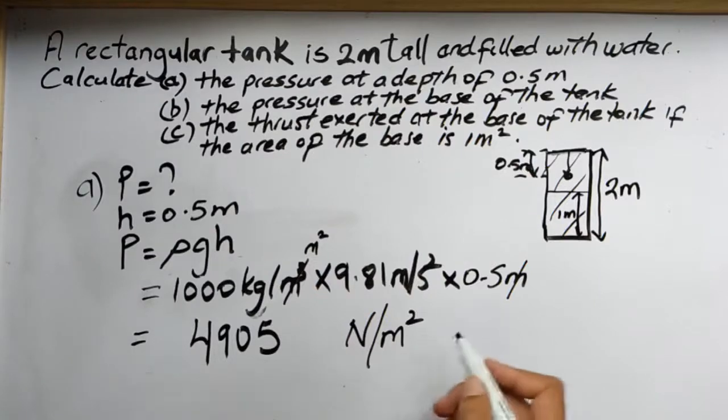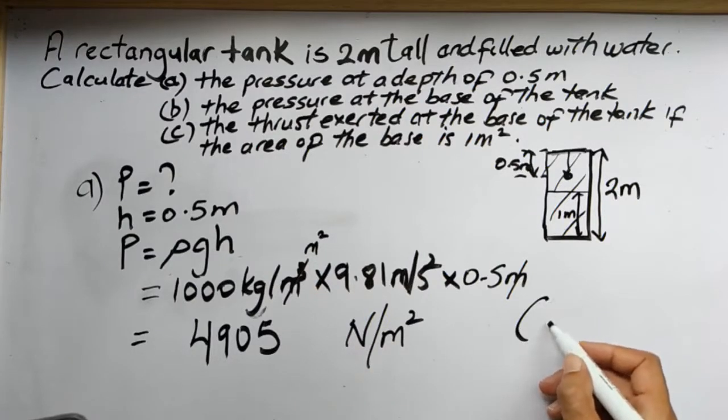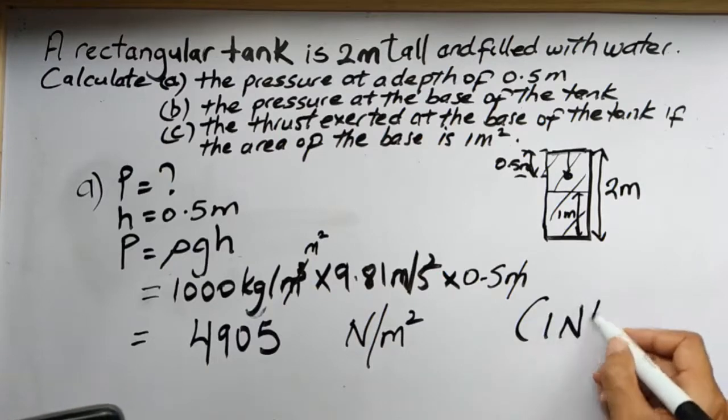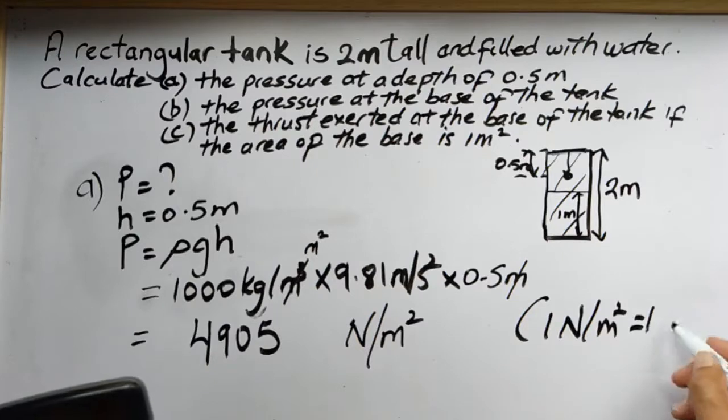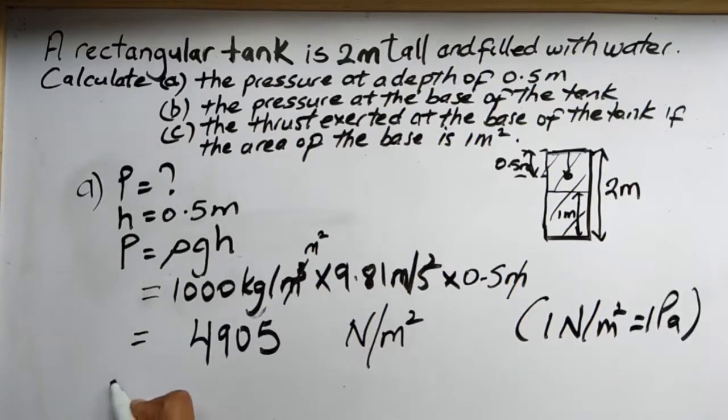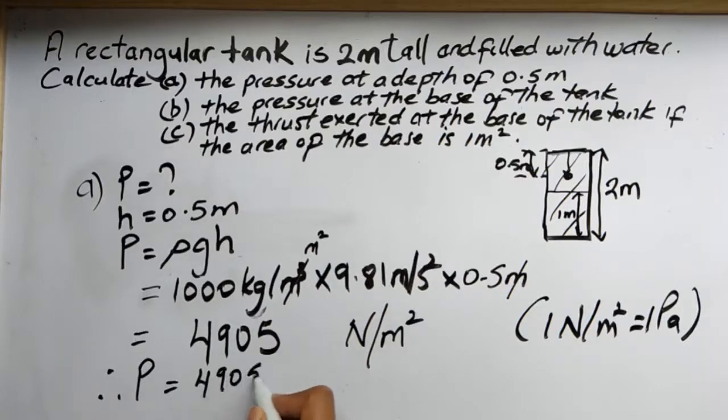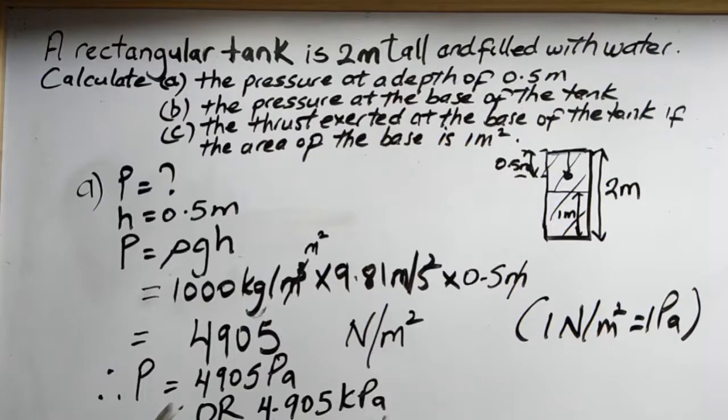And we know that 1, and we could put this in brackets here, 1 Newton per meter squared is equal to 1 Pascal. Therefore, pressure is equal to 4905 pascals. Now we'll report this to the more appropriate SI prefix of this unit. So that will be 4.905 kilopascals.